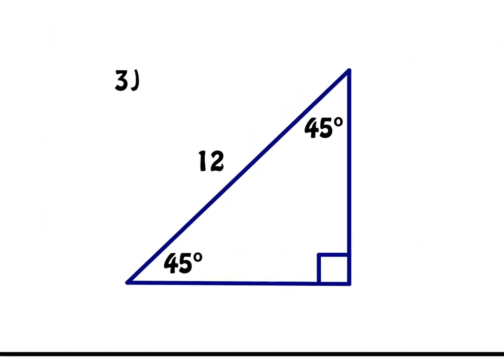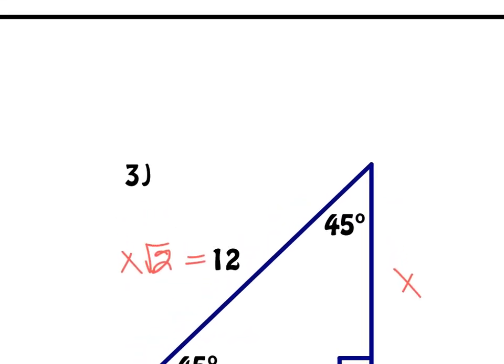All right. So ladies and gentlemen, let's do what we do best. This will be x square root 2. This leg over here is x, and this leg over here is x. Okay, so I'm going to do this work. I'm going to scroll up here. X square root 2 equals 12.